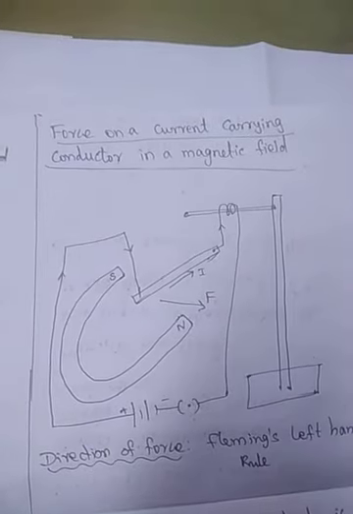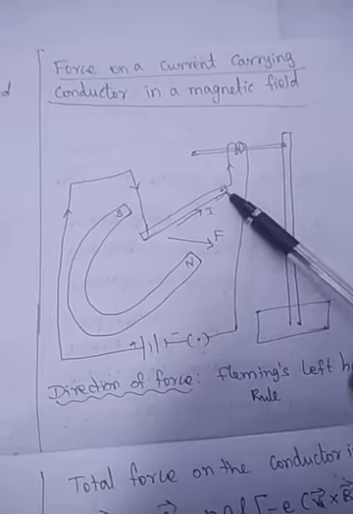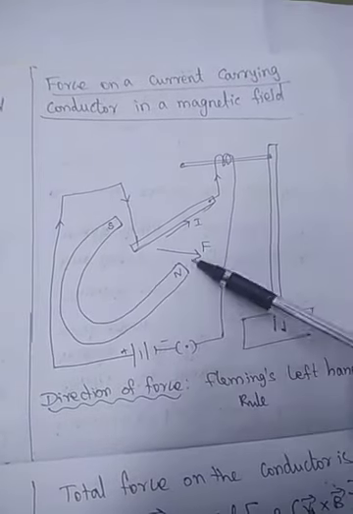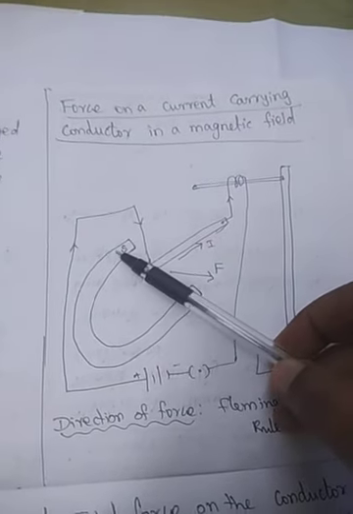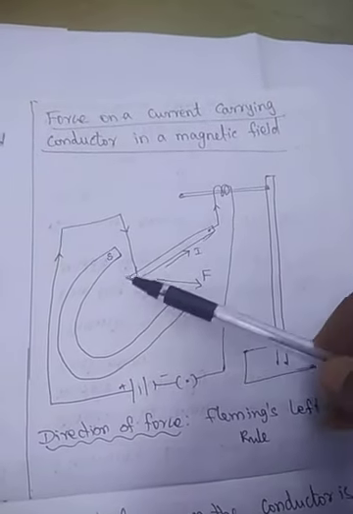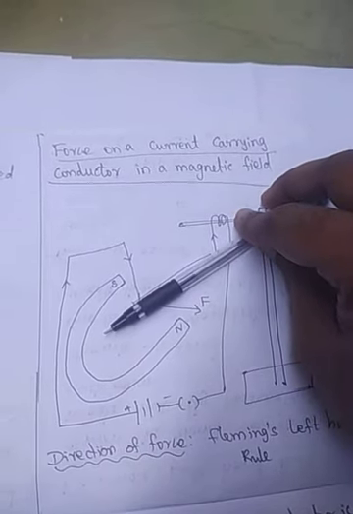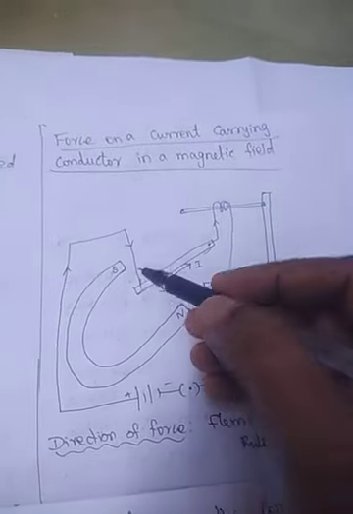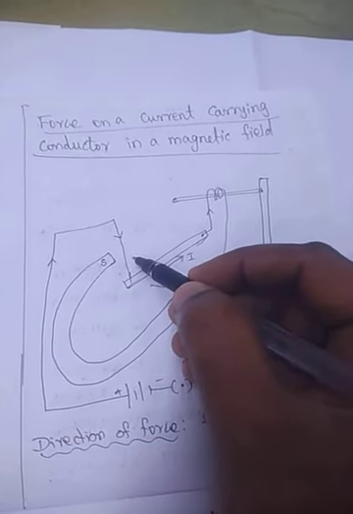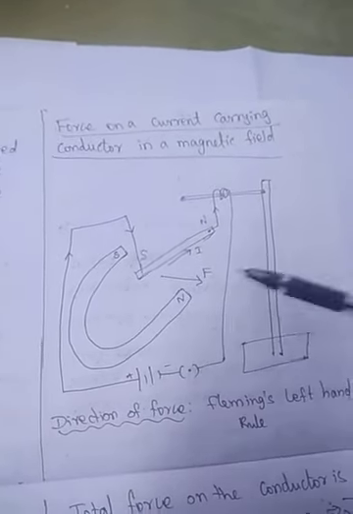Force on a current carrying conductor in a magnetic field. When the current carrying conductor is placed in a horseshoe magnet's field, the magnetic field goes from the north pole to the south pole. What will happen? The current carrying conductor will be deflected. On the current entering side, it acts as a south pole, and the other side will act as a north pole, similar to a solenoid.